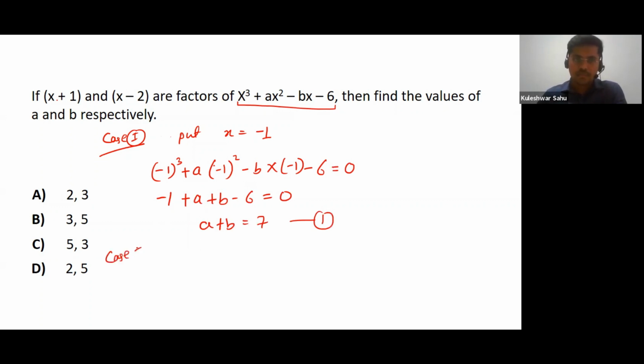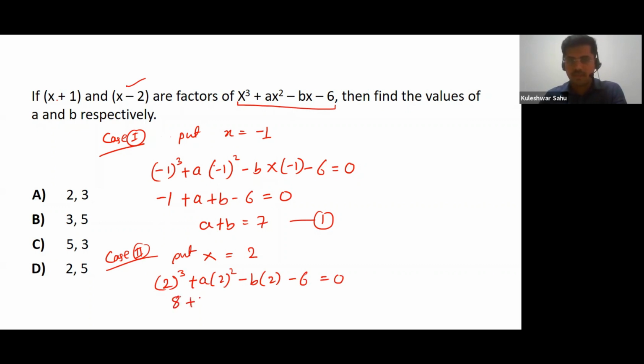Now, case 2. Since there are two factors given, x minus 2 is also a factor, so we'll put x is equal to 2. So 2 cube plus a into 2 square minus b into 2 minus 6 is again equal to 0. So this is going to be 8 plus 4a minus 2b minus 6 is equal to 0. We can simplify this and get 2a minus b is equal to minus 1. This is equation number 2.